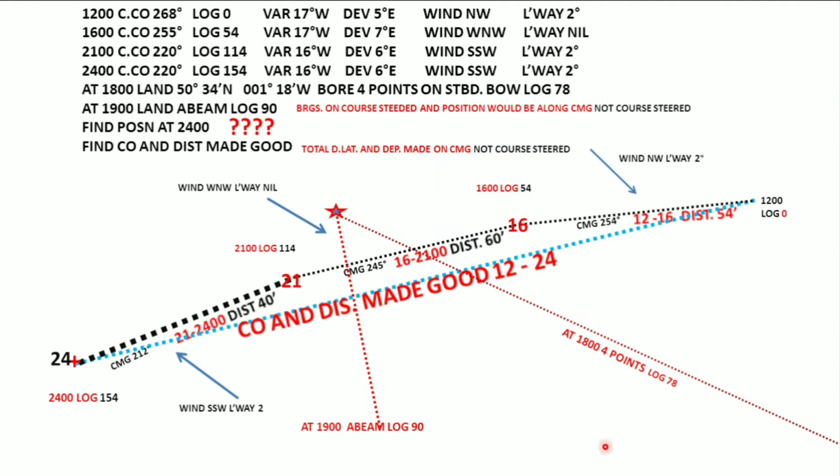Now, when we are talking in terms of bearings, bearings are always on course steered, not on course made good. So when I said 4 points here, 45 degrees, that will be on course steered, not on course made good. Similarly here, a beam will be on course steered, not course made good. Of course, in this particular case, both the course made good and course steered are the same because the leeway was nil. But in case you have something like this, the bearings always have to be taken on course steered, not on course made good.